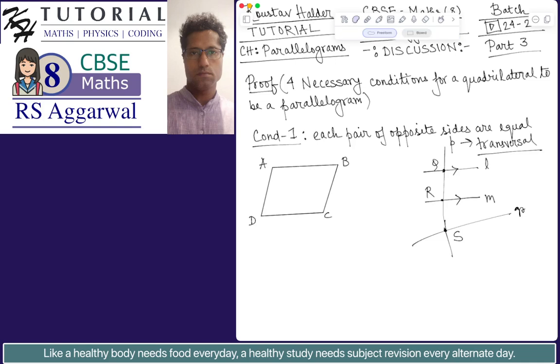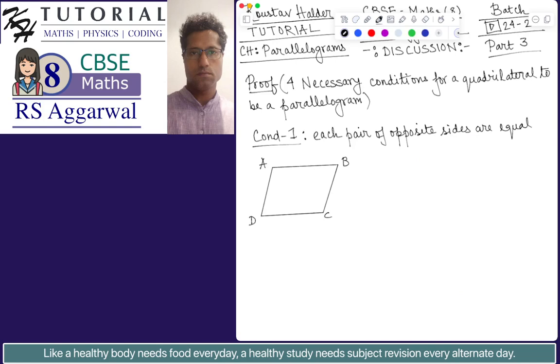Okay, let me delete this part. There are four conditions that make a quadrilateral a parallelogram. Now, it is not the case that all these four conditions need to be true at the same time. No, if any one of these conditions is true in a quadrilateral, then we can say that quadrilateral is a parallelogram. There are four such conditions.